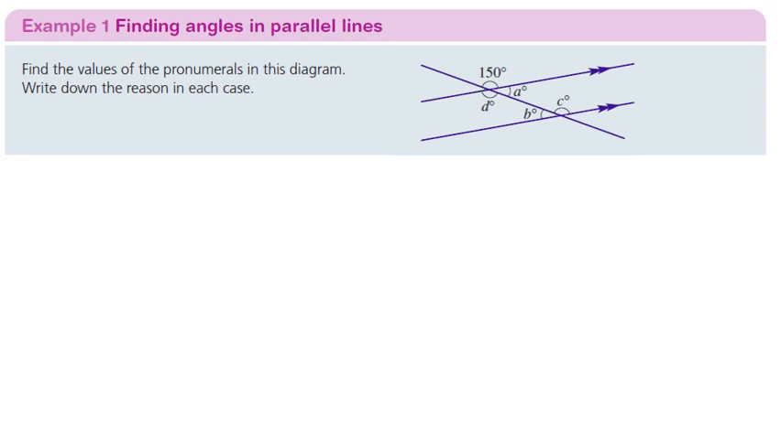We'll just do two textbook examples. We've got to find the values of the pronumerals in this diagram. That means we're finding the letters, and we're writing down the reason in each case. I can start off anywhere, wherever's easiest. I can see that 150 and D are vertically opposite. So D equals 150 because it's vertically opposite.